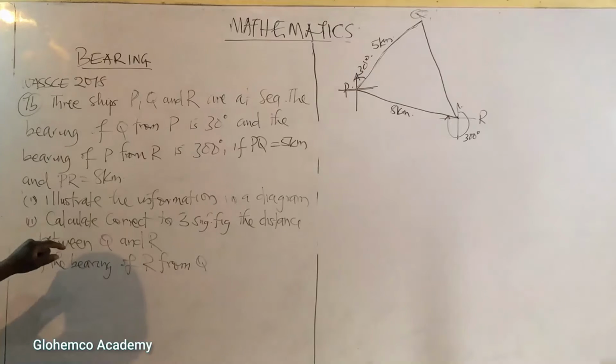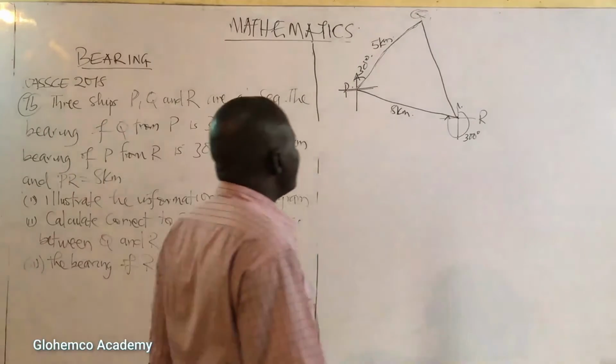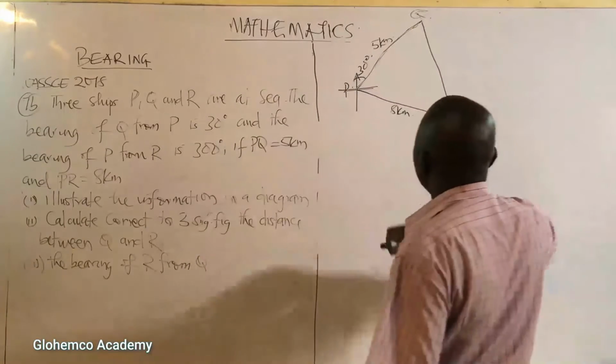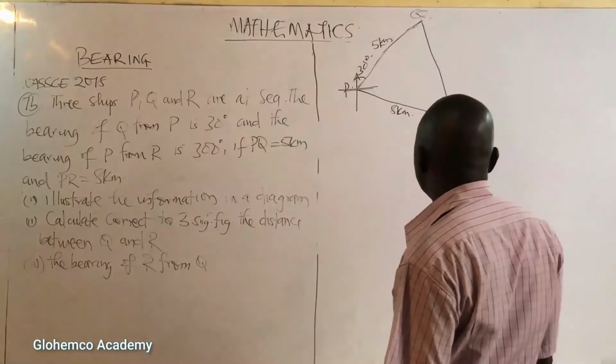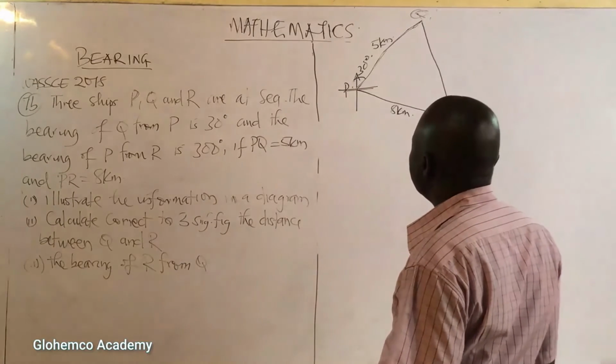Calculate, correct to 3 significant figures, the distance between Q and R. We want to find the distance between Q and R. How do we get this distance? Now, we have to understand something here.